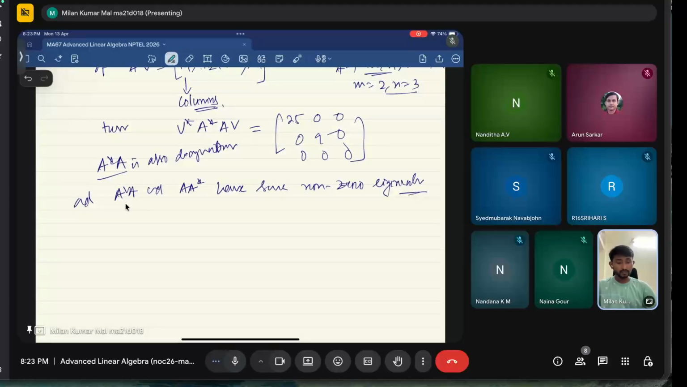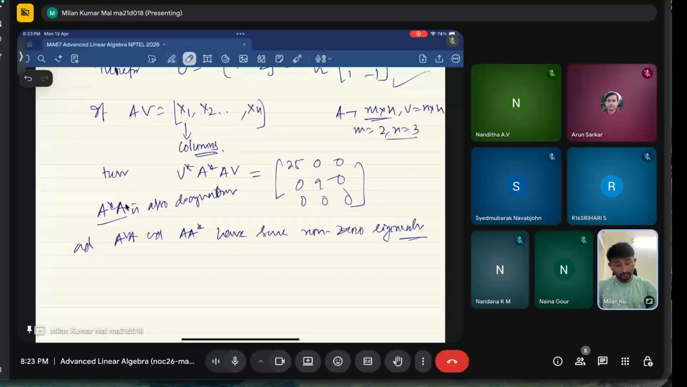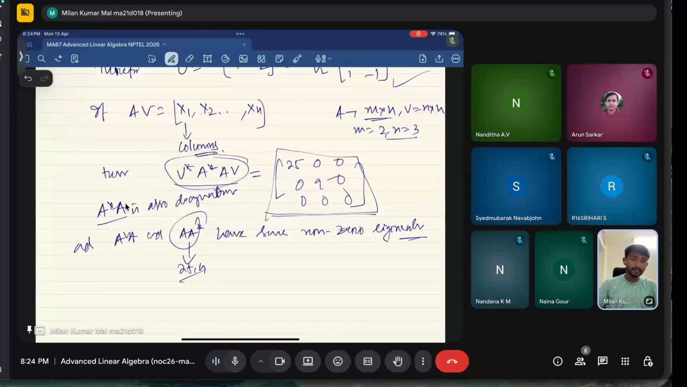So that means if V is the matrix consisting of some orthonormal basis, then V star A star A V has to be a diagonal matrix. But A star has two eigenvalues, 25 and 9, and right now this has to be a 3 by 3 matrix. So therefore the corresponding diagonal matrix has to be this one, because A star and A star A should have exactly the same non-zero eigenvalues. This is something you can generally prove, some general fact.